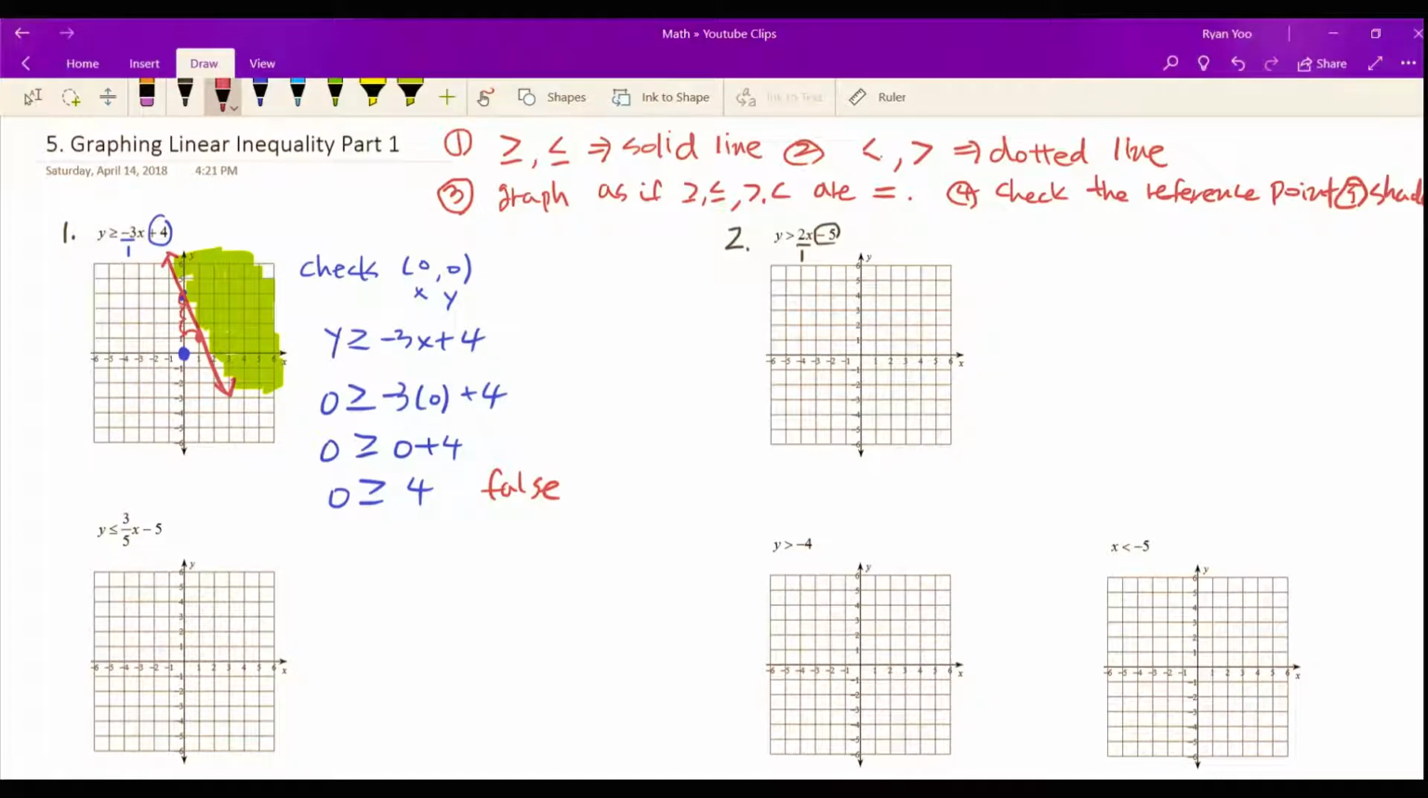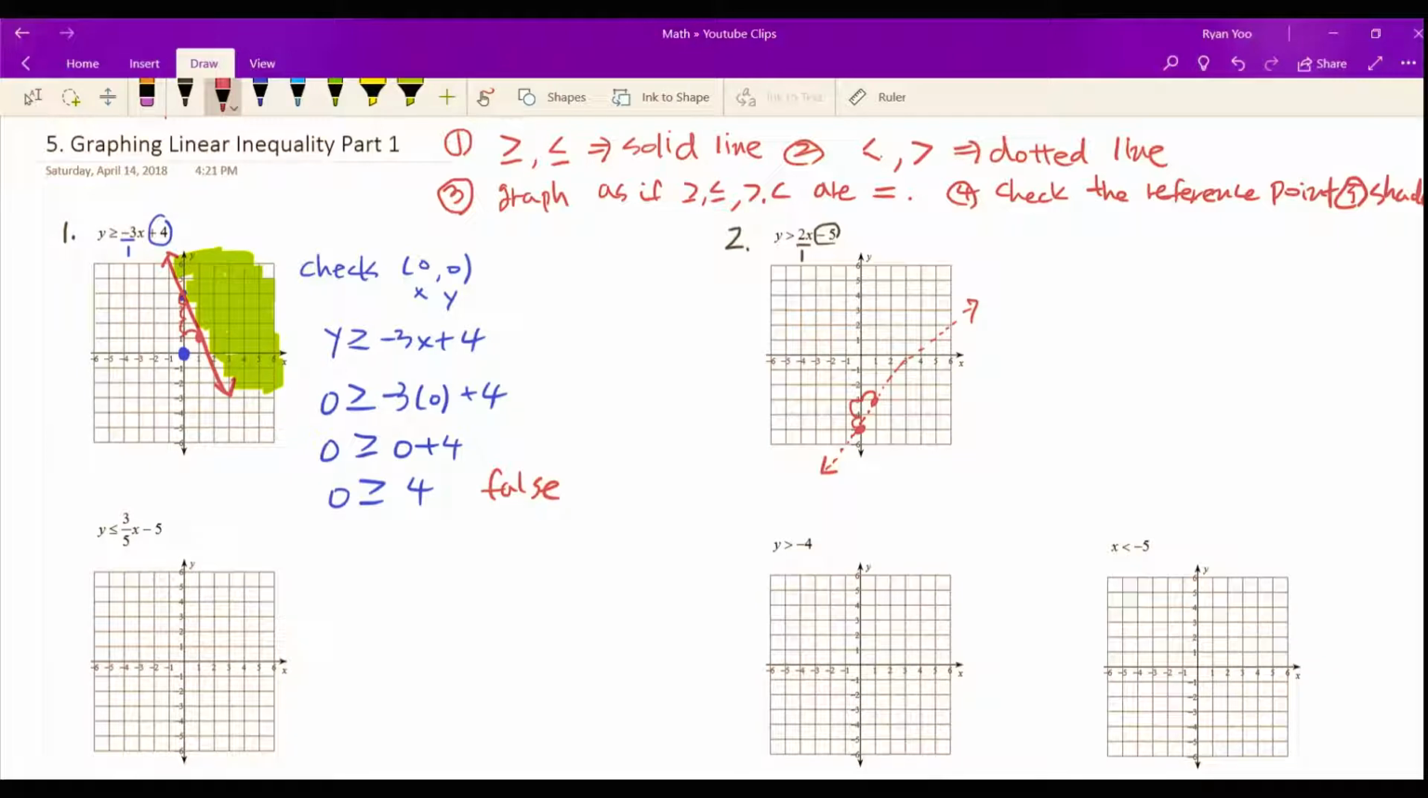Let me change the color. Negative 5. From negative 5, we go up, oh, what am I doing? Sorry. All right. Negative 5 is here. I need to have better glasses. From the negative 5, we go up 2 and right 1. Here we go. So when I connect these two, by the way, this is a greater than, therefore is it going to be a solid line or dotted line? It's going to be a dotted line. So I'm going to draw the dotted line.